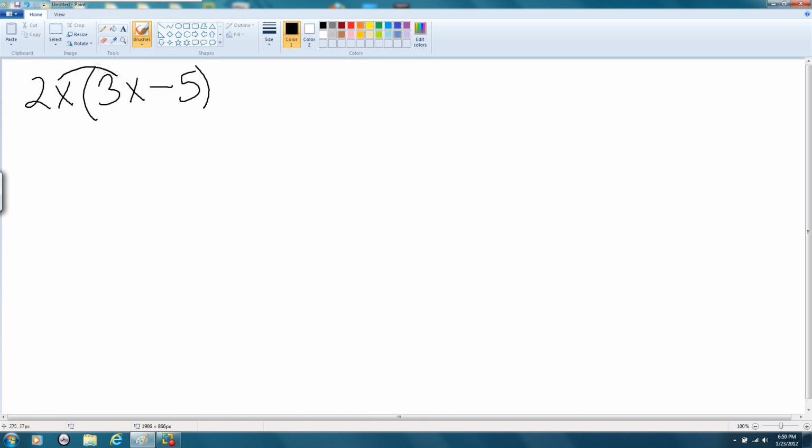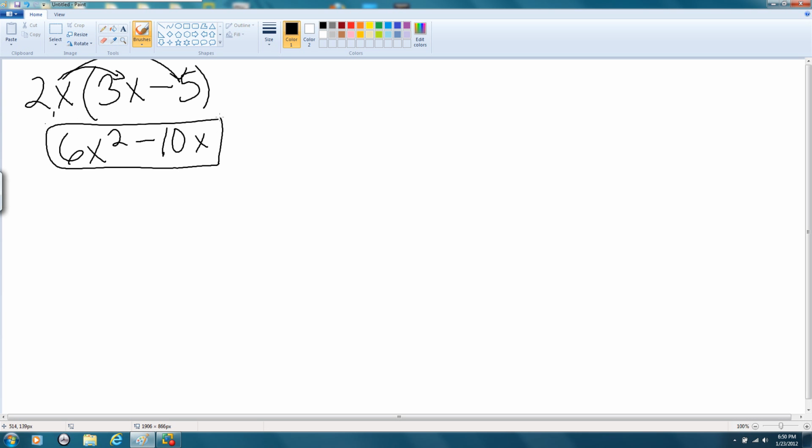Use the distributive property. So the 2x has to hit both of these terms. So 2x times 3x is 6x squared. 2x times a minus 5 is a minus 10x, and that's my answer.